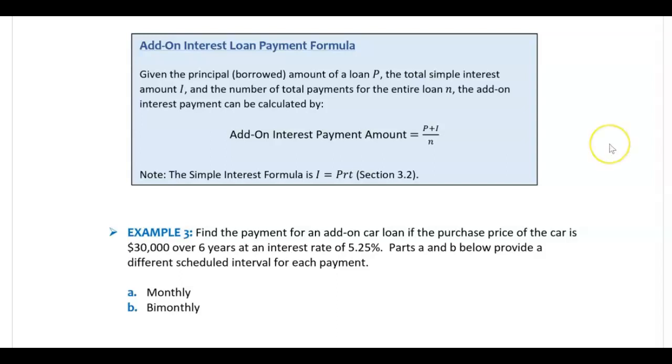Note, the simple interest formula is I equals P times R times T. Here I represents interest, P represents principal, R represents interest rate in decimal form, and T represents time in years.